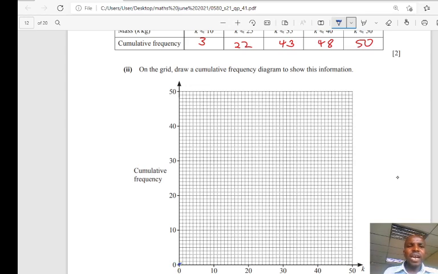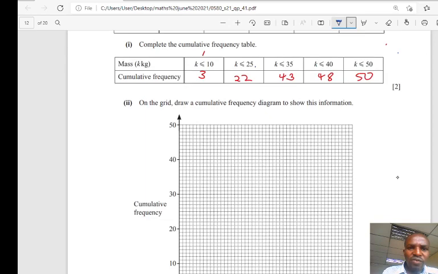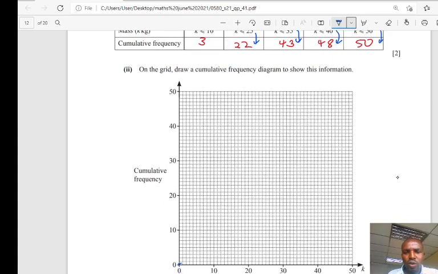Then less than 20, 25 here. So 25, and 32 and 22, 35 and 43, 40 and 48, 50 and 50 here. That's how you plot it.